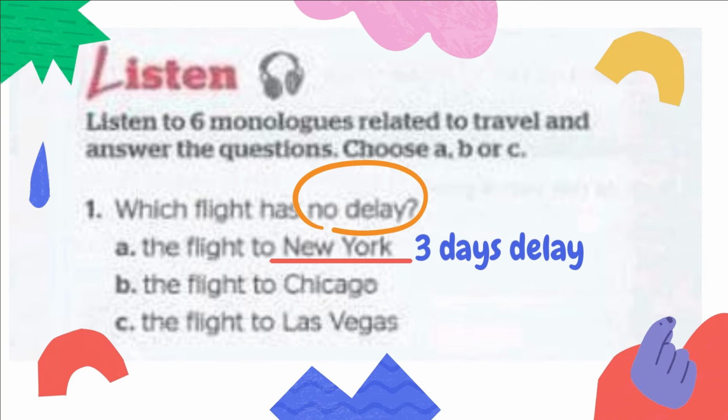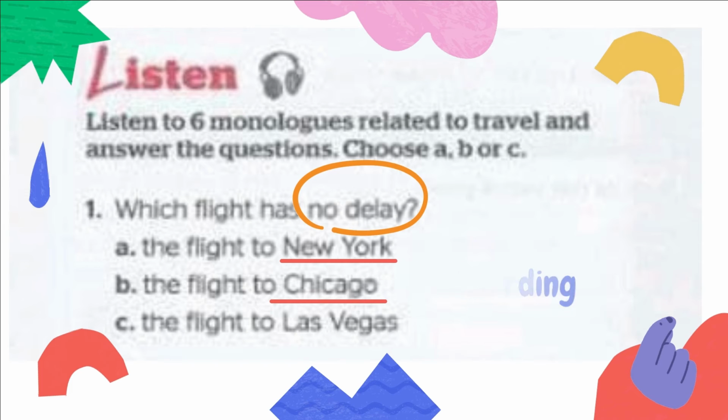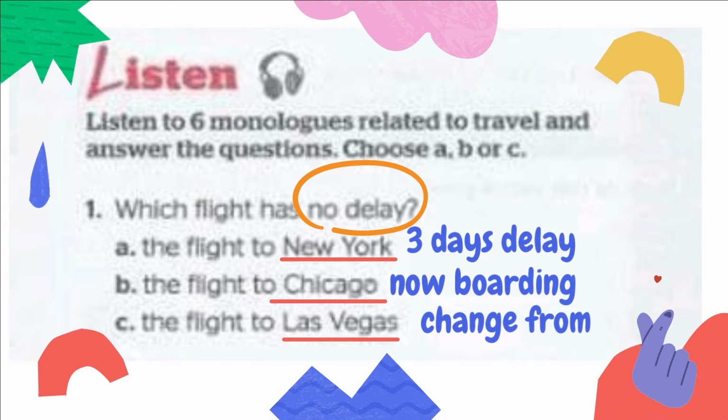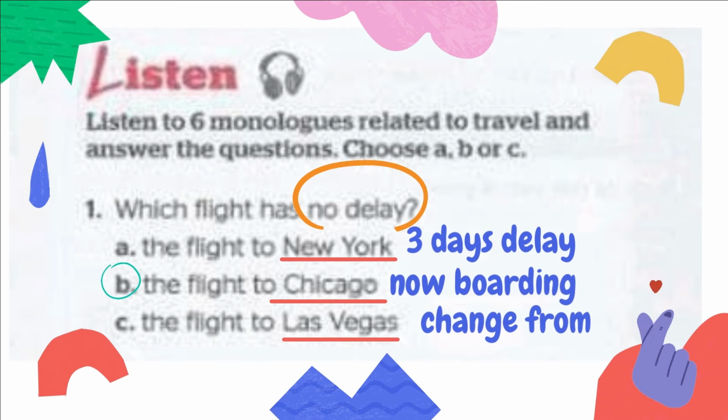Okay, during this listening process, we can jot down a few words to help us to find the correct answer. For A, it tells us 3 days delay. For B, it says flight to Chicago is now boarding. And the last answer, C, it mentions change from. So when we match the main idea, no delay, with the clues, the best answer is B, now boarding.